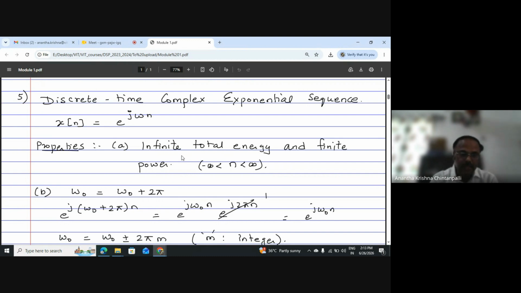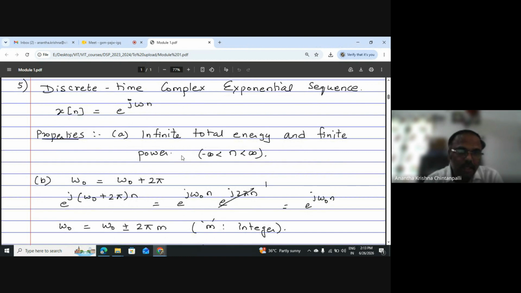Okay. So now omega naught. If I take one specific omega naught and add 2 pi to it, meaning omega naught is equal to omega naught plus 2 pi, then I get e to the power of j (omega naught plus 2 pi) n. This is nothing but e to the power of j omega naught n multiplied by e to the power of j 2 pi n, where n is an integer, right? This n is an integer. So that factor is going to be 1 throughout. So this is going to be e to the power of j omega naught n.